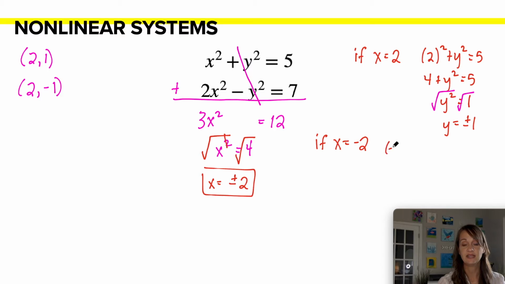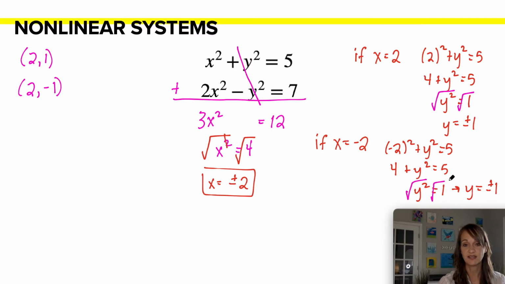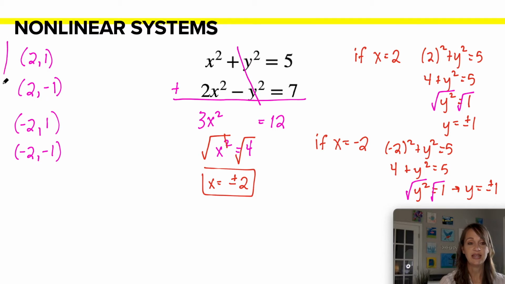So if I plug in negative 2 squared plus y squared equals 5, I will get a positive 4 still because a negative squared gives me a positive. So I subtract 4, I'll get y squared equals 1. And so again, I will get y equals plus or minus 1 because I took the square root of both sides. So when x is negative 2, I also get 2 answers: 1, and also negative 1. And all 4 solutions will work in both equations.